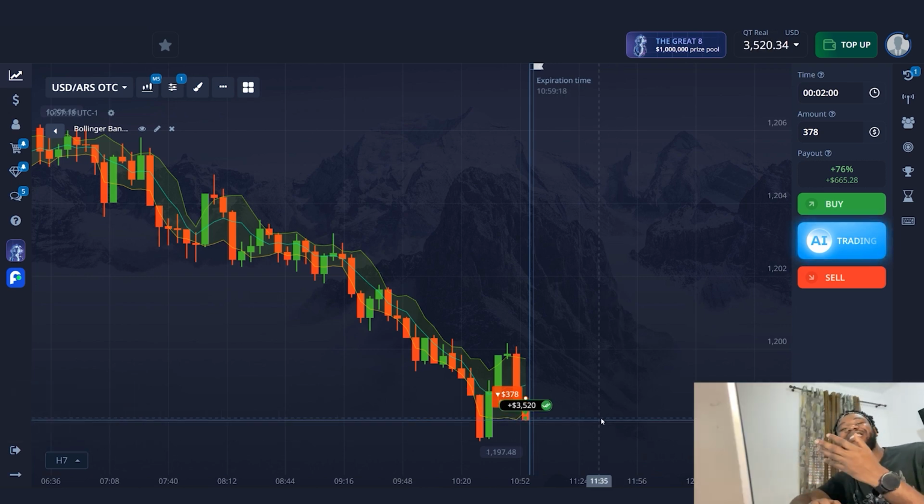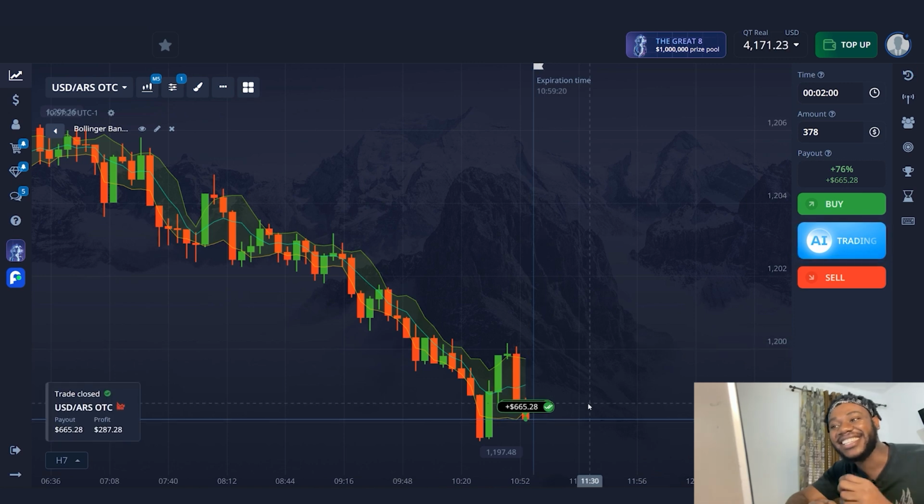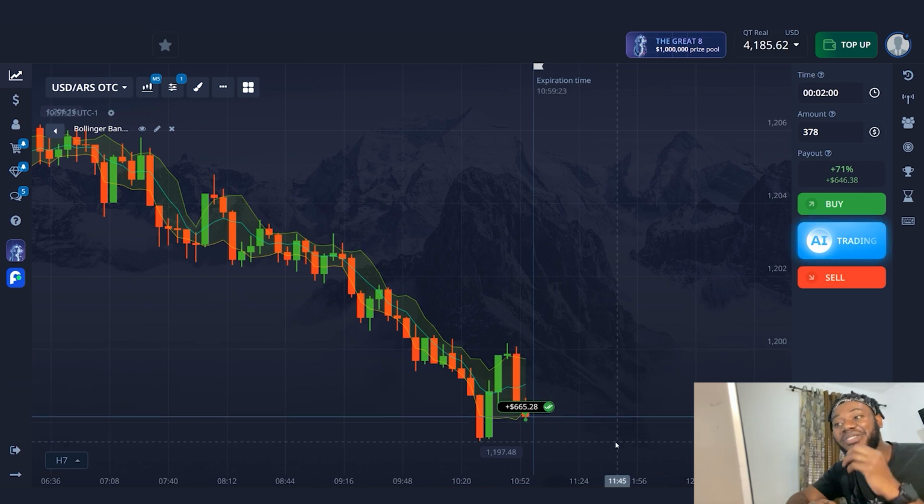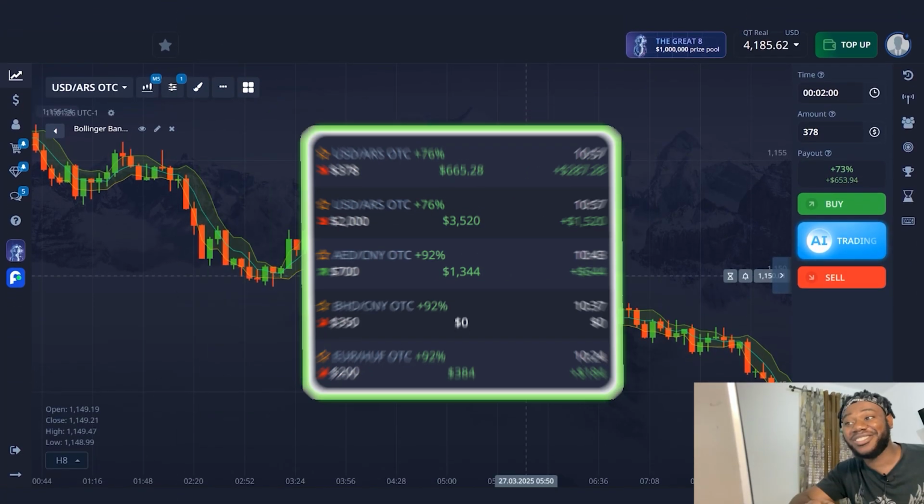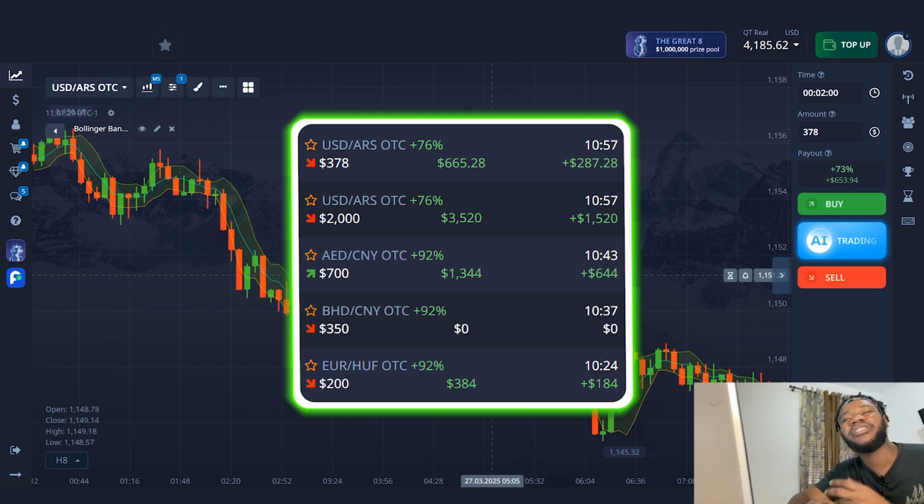Ha, boom. Another profitable trade in this session. I see that the account now has an amount of $4,185. Amazing result. The session is over and the strategy has worked perfectly.